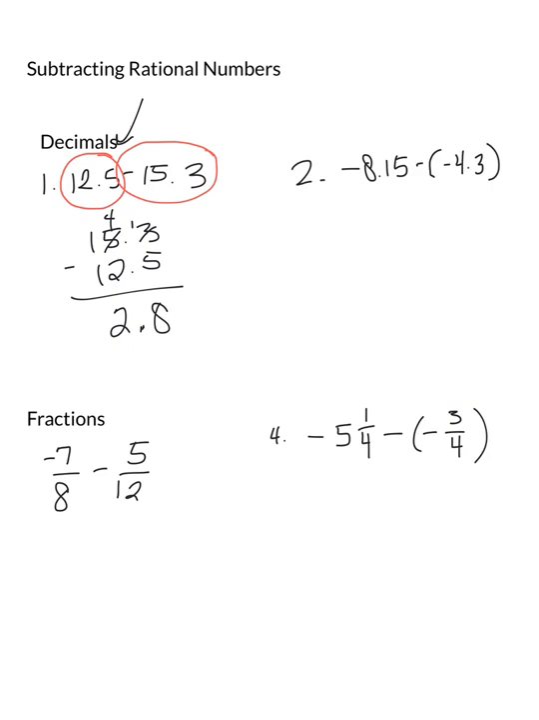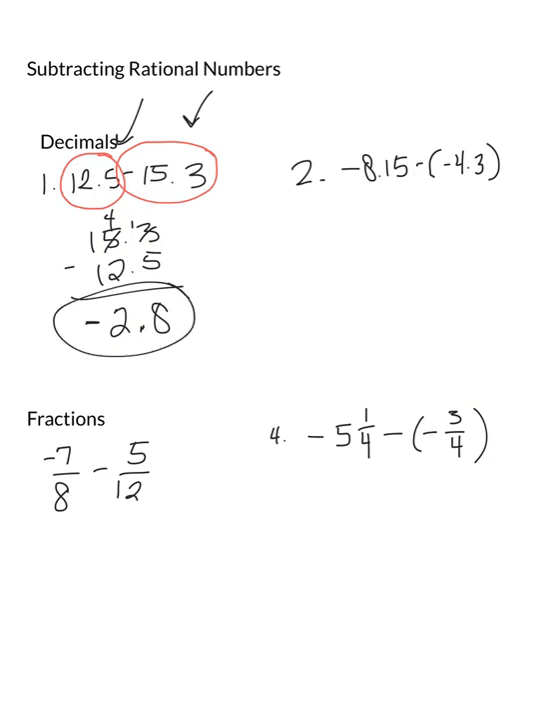So you have a positive 12.5, you have a negative 15.3. Who has the greater absolute value, or who has more of those integer chips? Is it a positive 12 or a negative 15? Well, it's a negative 15. Therefore, you're going to have more negatives left over. So your answer is actually just going to be negative 2.8.